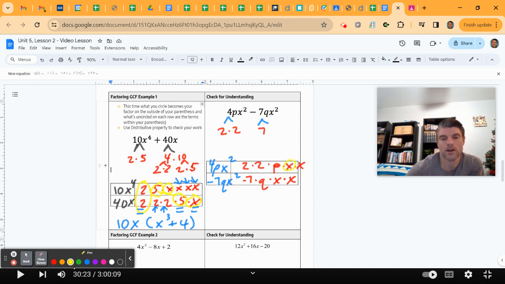The only thing they have in common, they don't have a number in common, but they have x in common, 2 of them. So our GCF is going to be x times x, which is x squared. What's left over? 2 times 2 times p, which is 4p. We have a negative here, so it's going to be negative 7 and q.